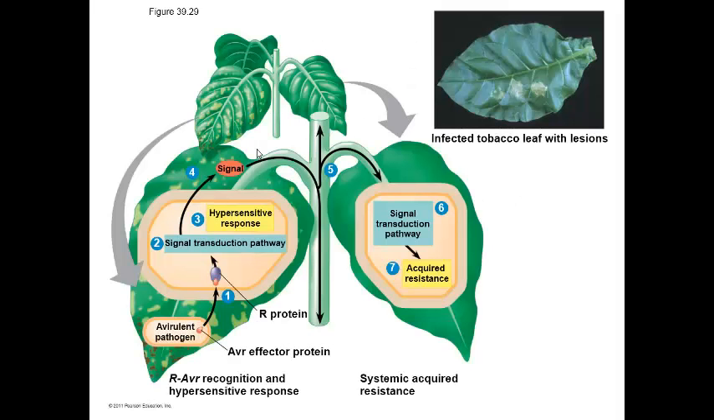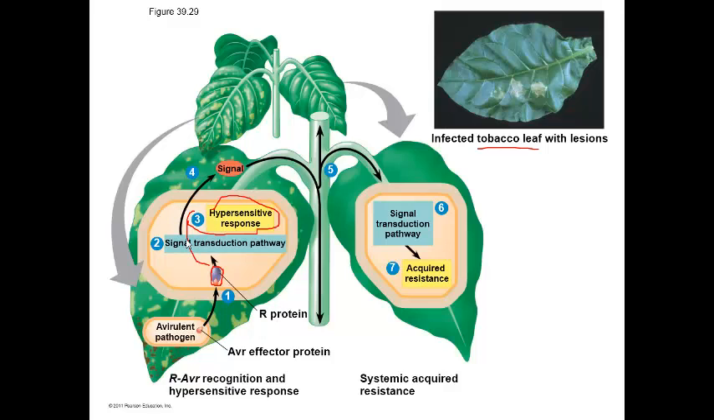Here we see an example of the hypersensitive response and systemic acquired resistance. So here we see that a tobacco leaf becomes infected by a pathogen. That pathogen is going to be picked up by an R protein. It's going to dock with an R protein, and that initiates a signal transduction pathway. The first response that's going to take place here is the hypersensitive response, that localized response, which is going to stop this pathogen from spreading out across the entire tobacco plant.